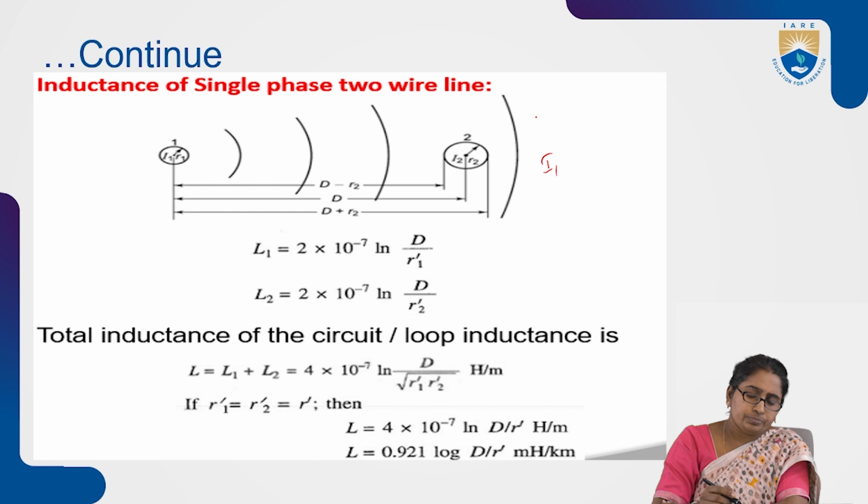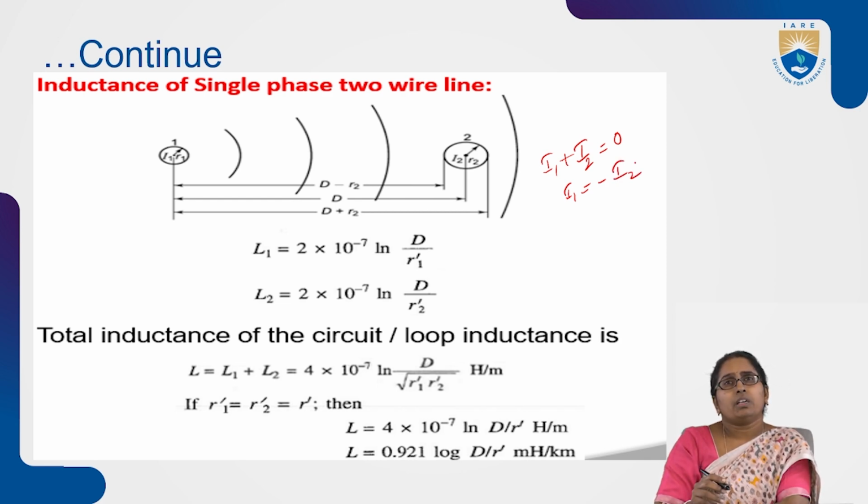Here one conductor acts as a go conductor. So I1 plus I2 is equal to 0, because one conductor is a go conductor and the other is a return conductor. The sum of the two currents is nothing but 0. That means I1 is equal to minus I2. So that is the current in the two conductors, and capital D is the distance between the two conductors, as shown like this.